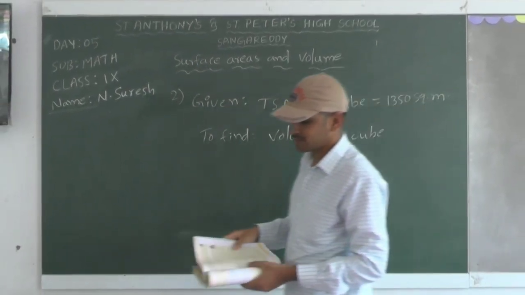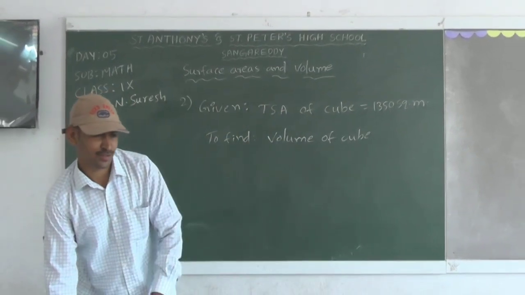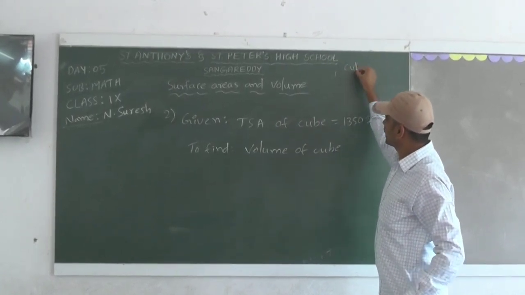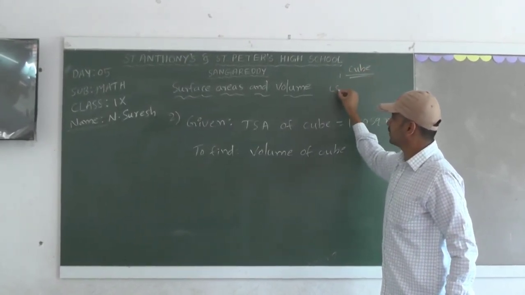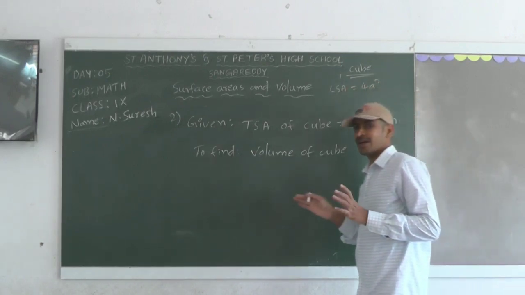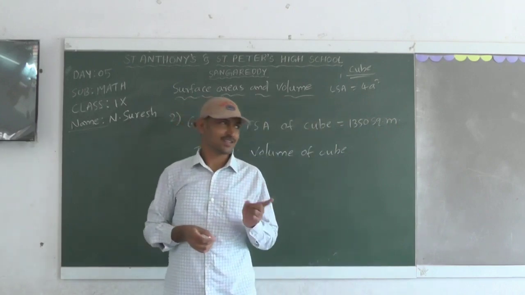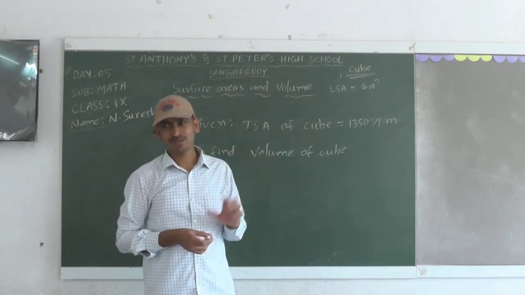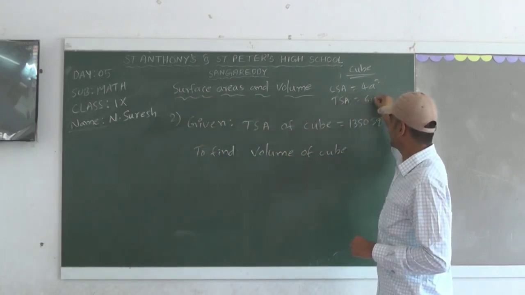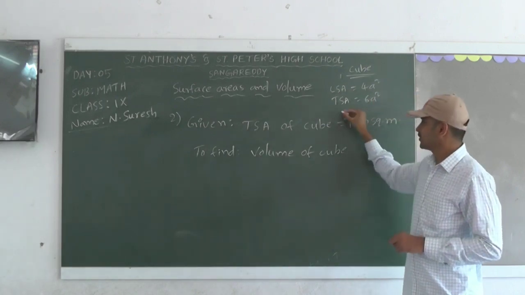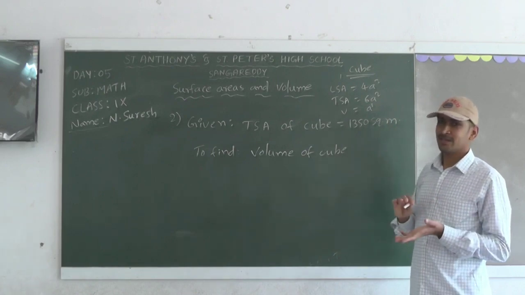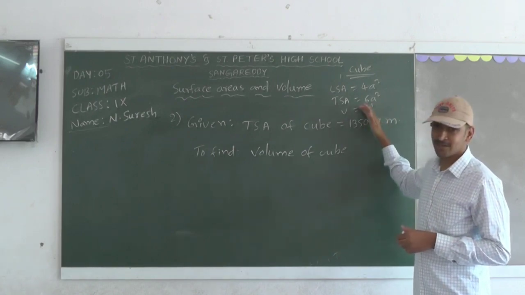We already derived formulas for LSA, TSA and volume of the cube. Once again I want to write everything on the board. This is the cube. LSA equals 4a square. Why 4a square? Because there are 4 lateral faces, each one a square: a square plus a square plus a square plus a square equals 4a square. Next, TSA is 6a square, including top and bottom. Volume of the cube equals a cube. It is a square prism: area of the base into height, a square into a, which is a cube.